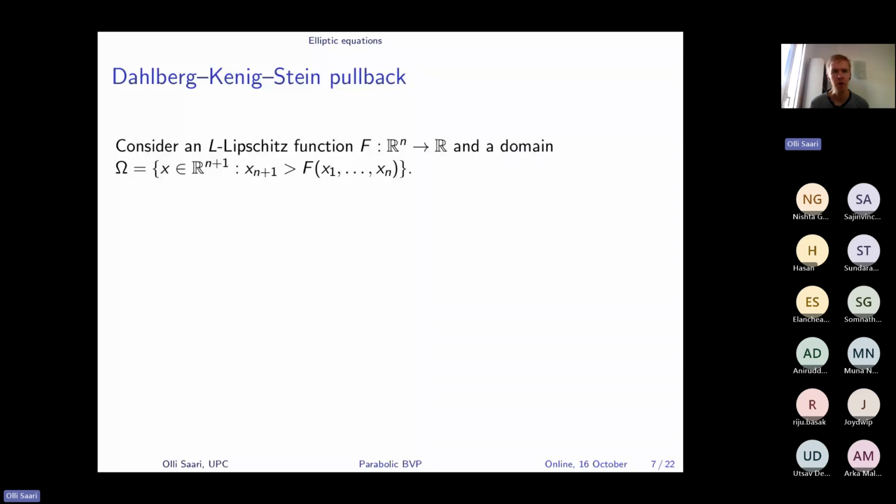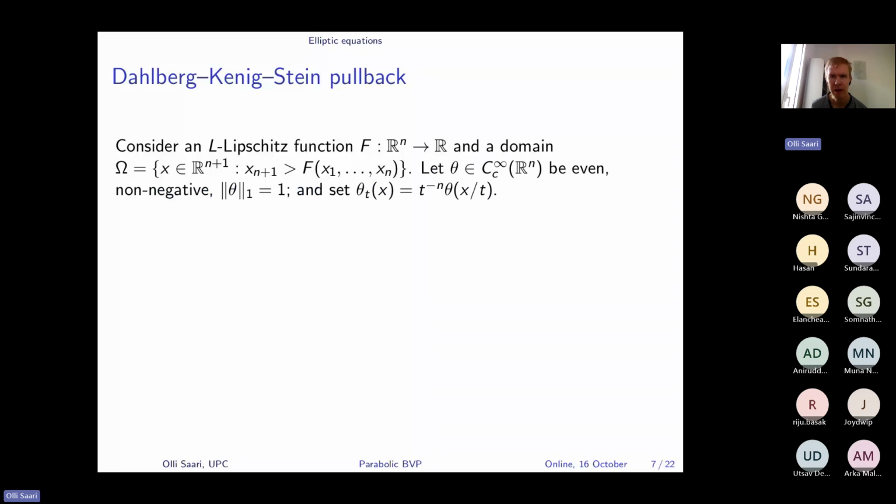Now, there is a slight drawback in this simple approach, namely, the matrix A will not be smooth. It will be just measurable, and this is a technical nuisance, because then we have a very limited amount of estimates inside, because we would like our solution to the PDE to look ideally like the solution to the Laplace equation. It should be smooth, there should be all kinds of estimates and so forth. And part of this is lost if we have a rough coefficient matrix. And that's why Dahlberg, Kenig, Stein, in some order, used the following pullback.